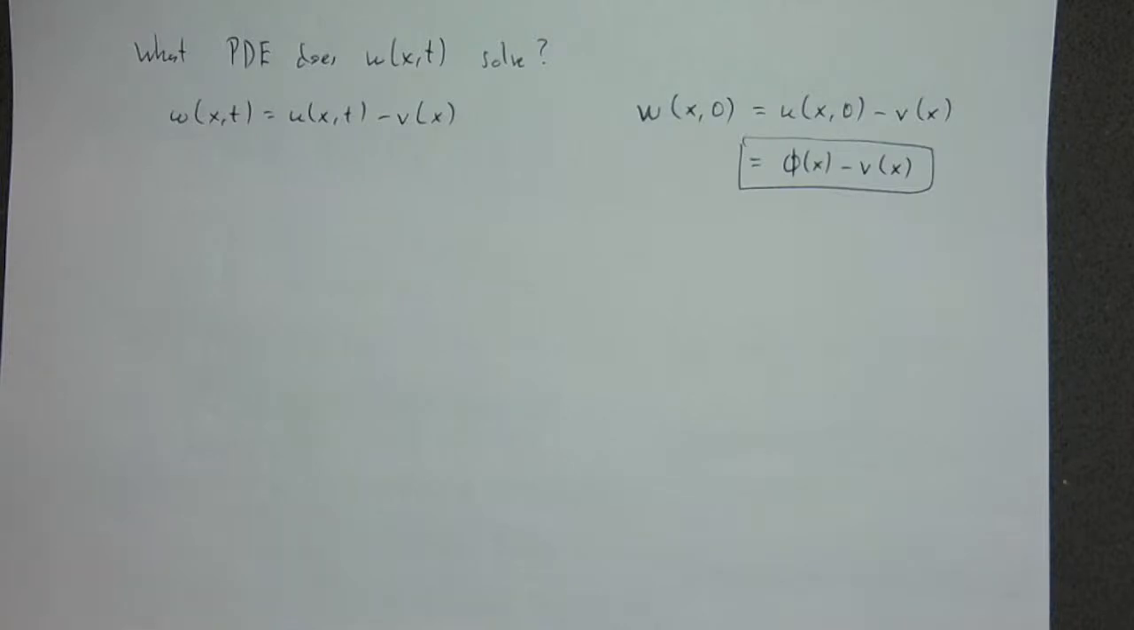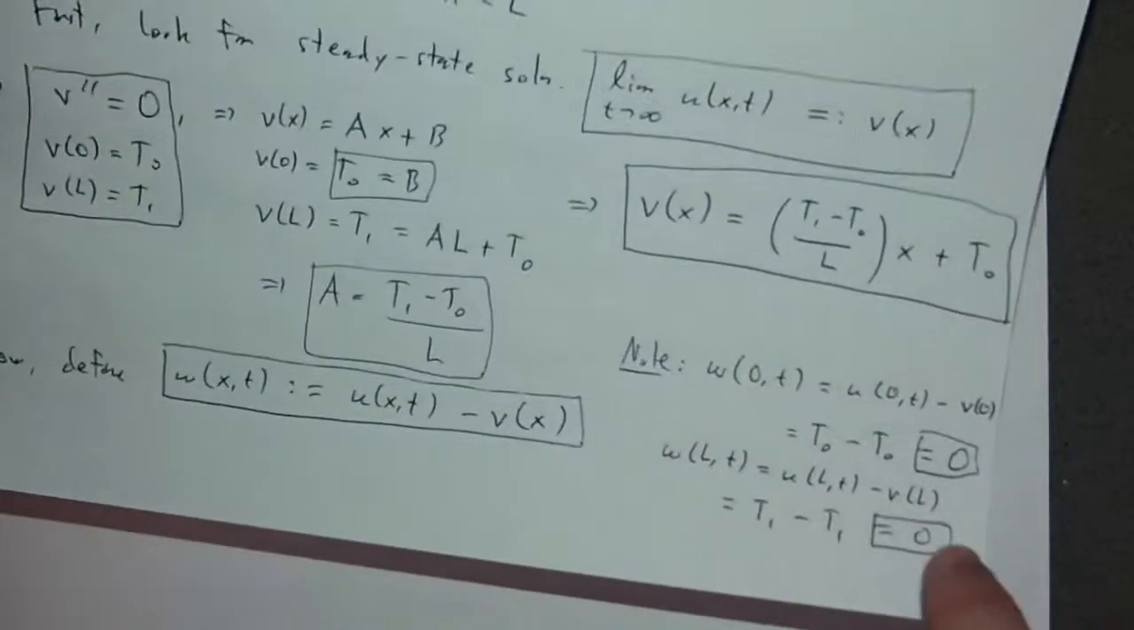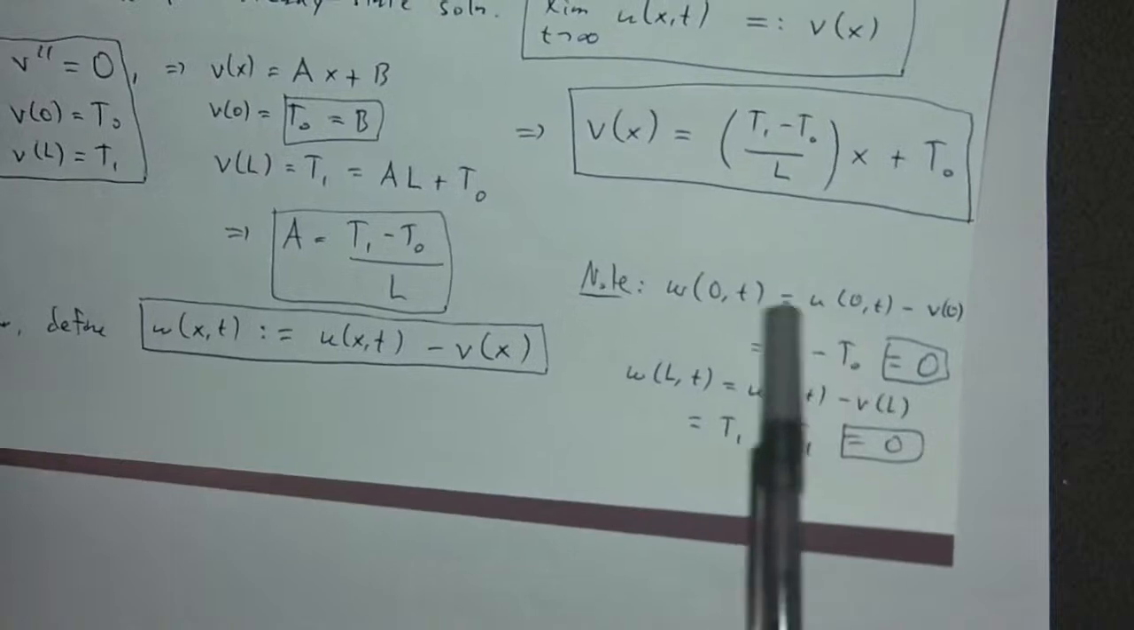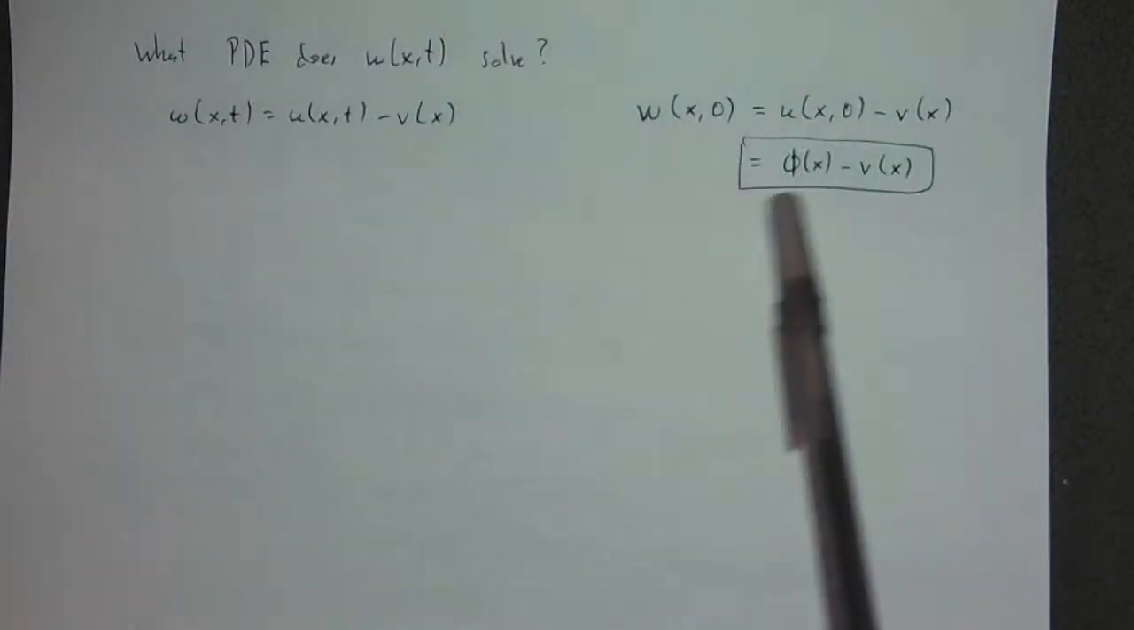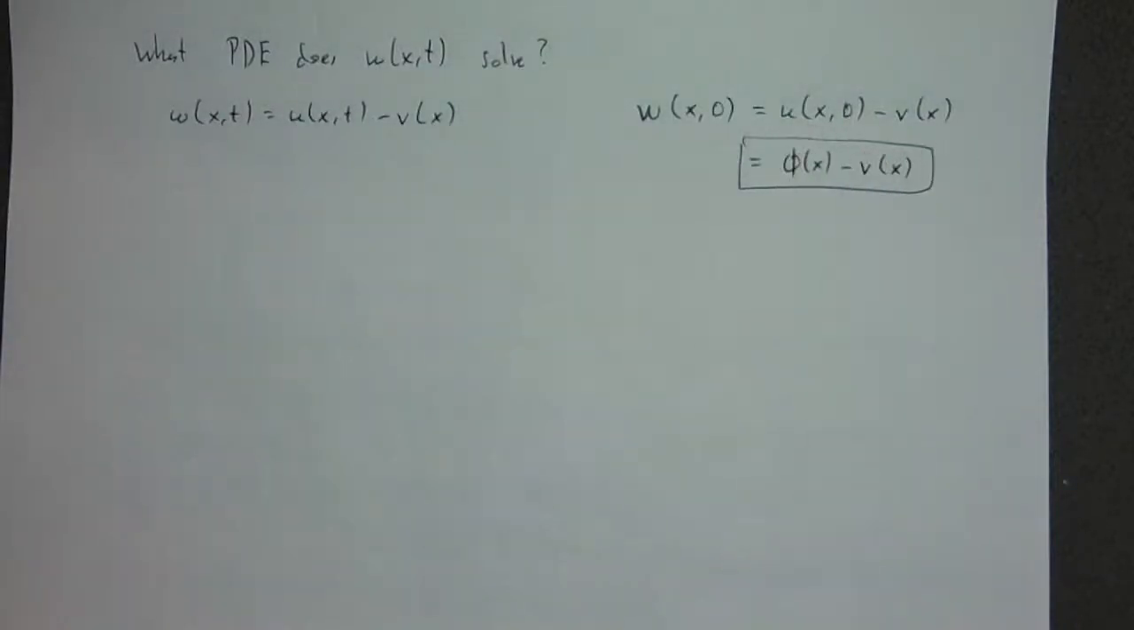Again, we have come up with a bunch of conditions that this thing solves. It has homogeneous Dirichlet boundary conditions. It has an initial condition that's pretty simple. It's just phi minus the steady state solution. So this is just some other given initial data that we actually know. And so the question is, what PDE does this thing solve?